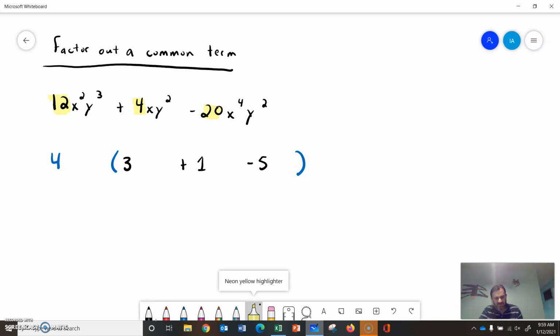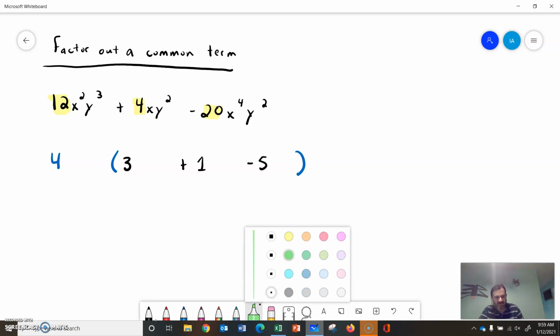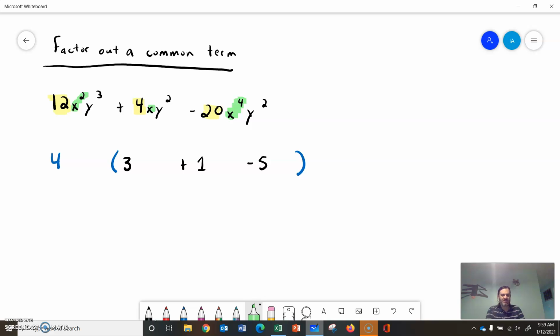Then I will move on to the next term, which are the x's, and I have an x squared, an x, and an x to the fourth. So I can only pull out the smallest exponent possible. That would be an x to the first. I'll just write x there. If I pull an x out of x squared, there'll be x left. If I pull an x out of x, they'll all be gone. And if I pull an x out of x to the fourth, it'll be x cubed.